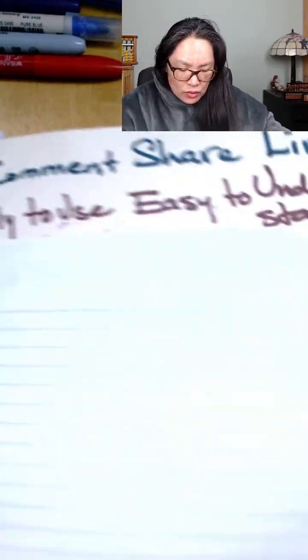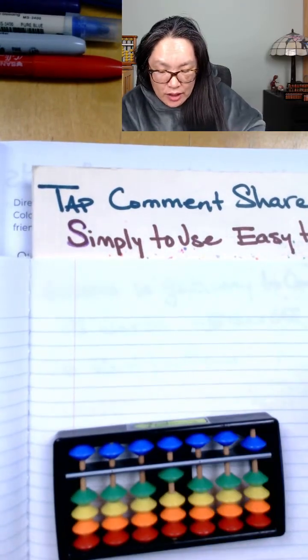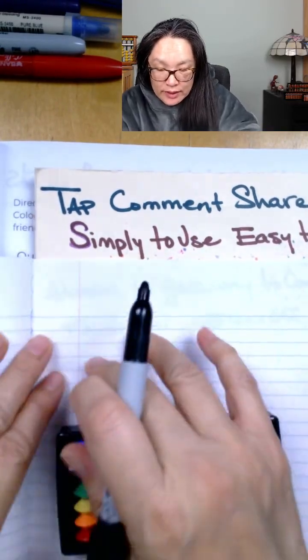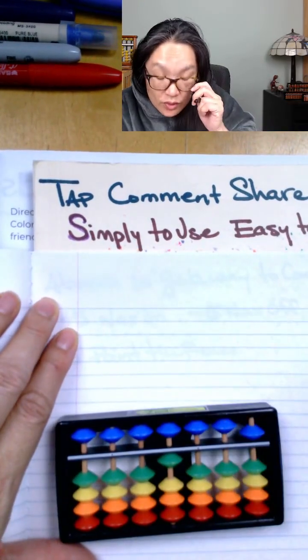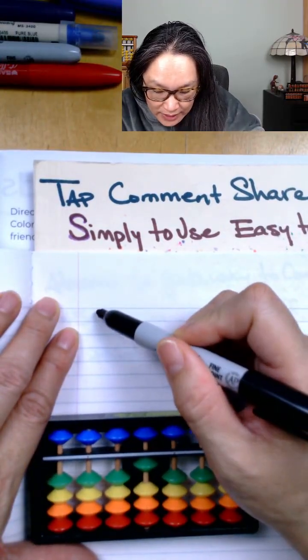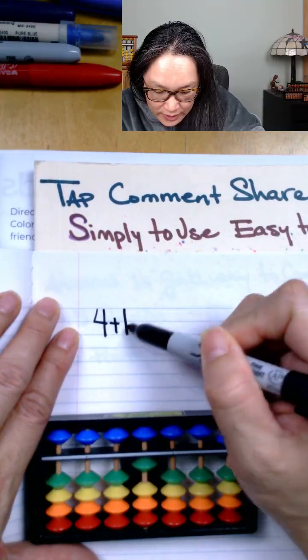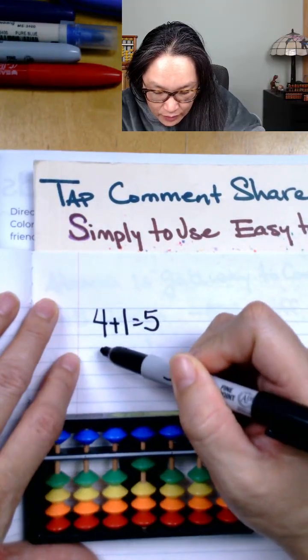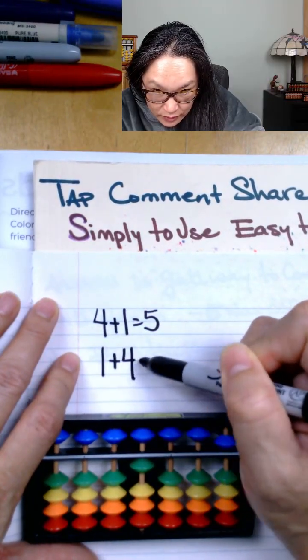So I'm going to continue on with my little thing. We're going to be adding. So what we need to do in Abacus is understand that 4 plus 1 is equal to 5. Right? The other one was 1 plus 4 is equal to 5.